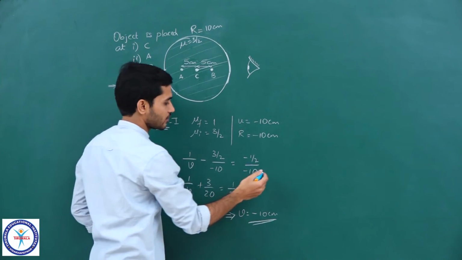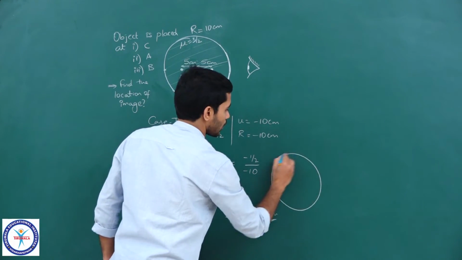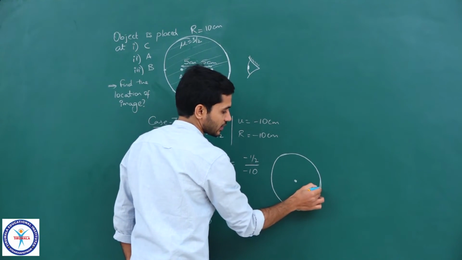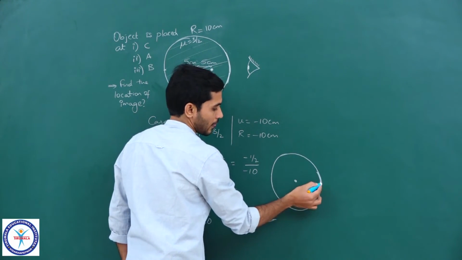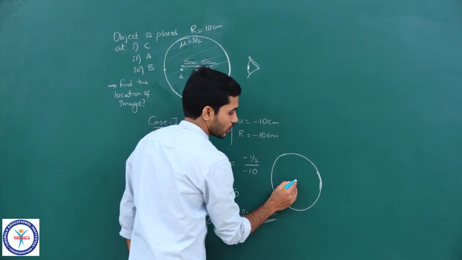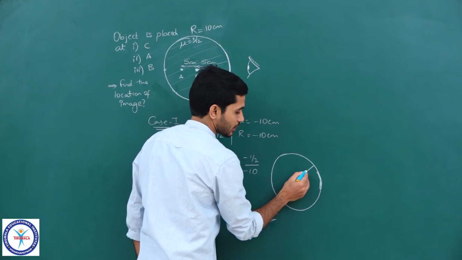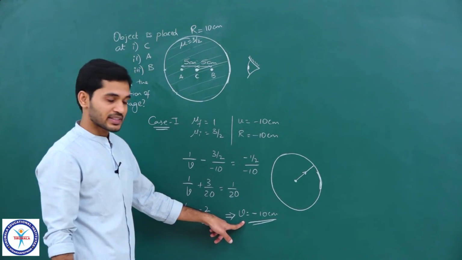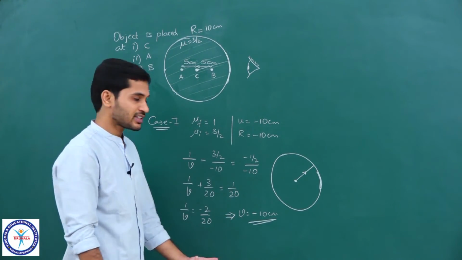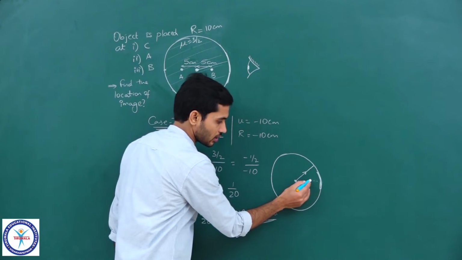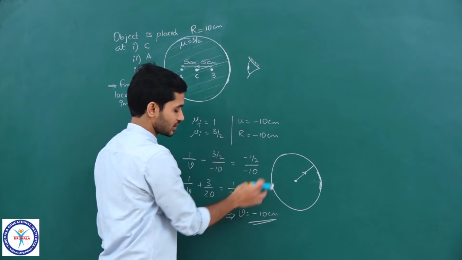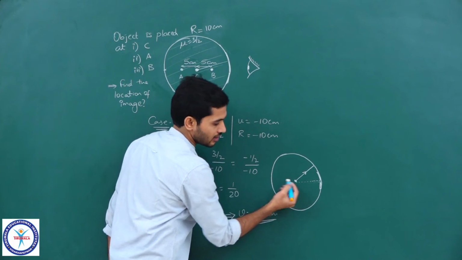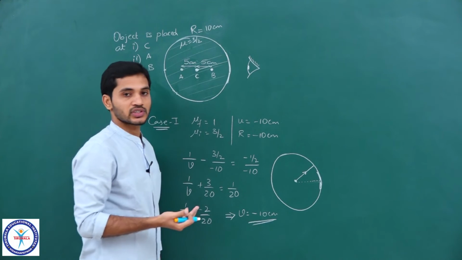Let me draw another diagram for case 1. This is where the center is, and this is the interface, correct. If I consider one particular light ray which is incident in this manner, we got the image to be present at minus 10. What does that mean? This is minus 10 once again. So, the object distance is minus 10 and the image distance is minus 10, which means we got the answer that the object and image are coinciding with each other.